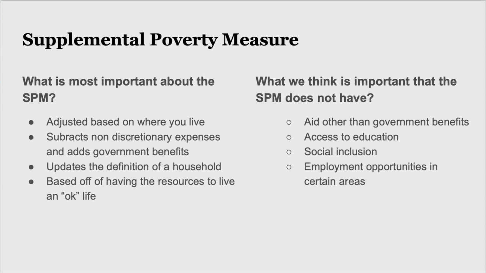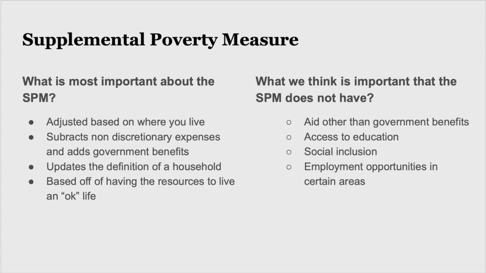There are many good aspects of the SPM, one of which is that it subtracts non-discretionary expenses and adds non-cash government benefits when looking at income. This is important because it is looking at the most accurate income of a family, recognizing that taxes and unavoidable expenses, such as medical expenses, greatly affect a household, but also that the government's anti-poverty programs are already helping those who do not have the finances to pay for necessities.